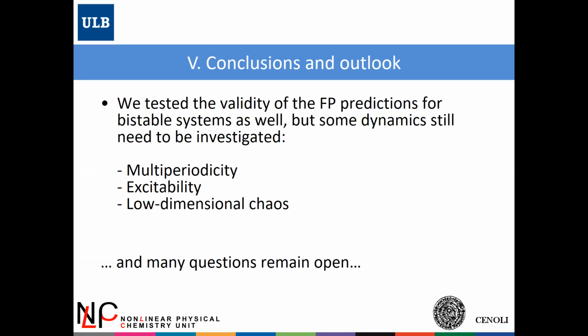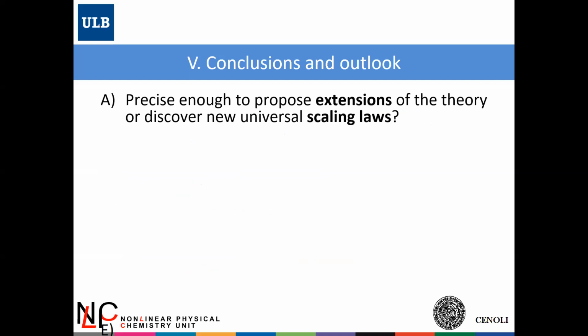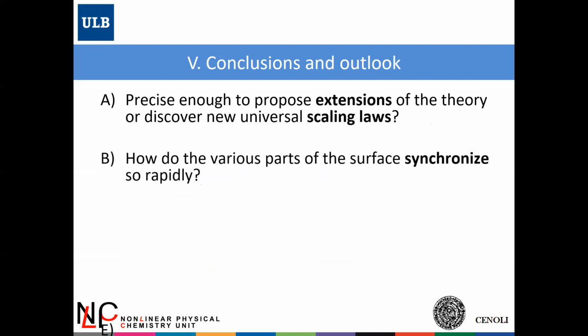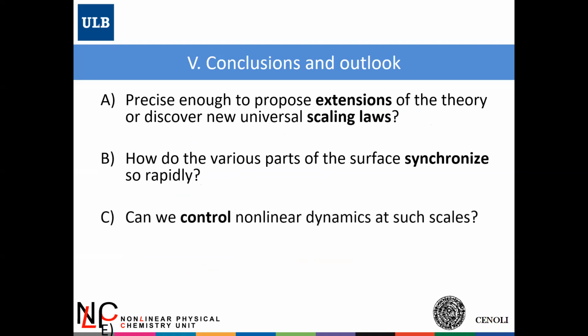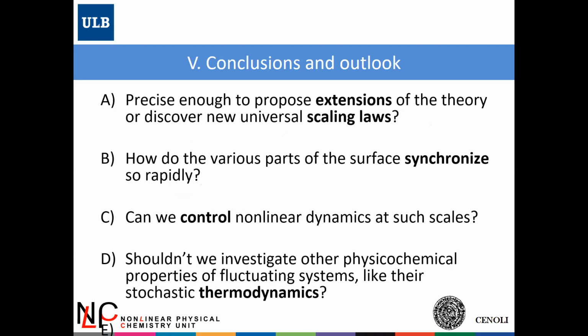And I will just leave you with a few open questions if you're interested in that sort of thing. Possible extensions, like can we use the experiments to propose scaling laws that go beyond what we have done, so staying far away from the bifurcation point, for example. We still need to explain exactly how it is that the surface is homogeneous during the oscillation, because the oscillations are rapid. This means that there is a rapid mixing at the level of the surface. And another question that could be of interest is the controllability of these dynamics with external control means, and also maybe the analysis of different physical-chemical properties.